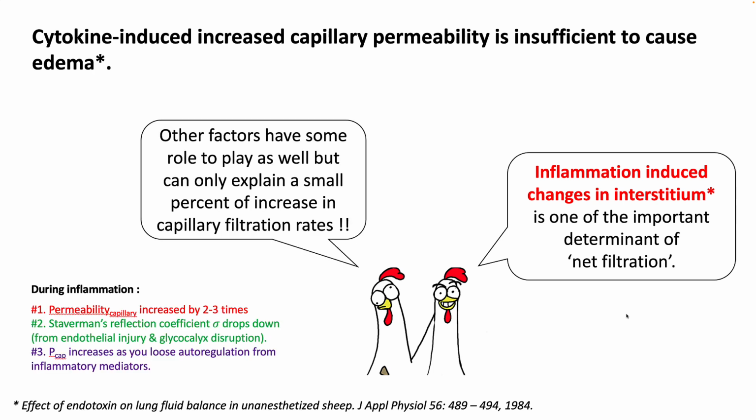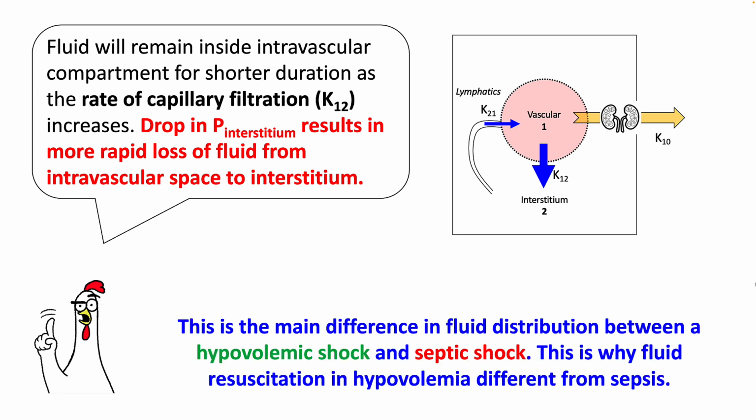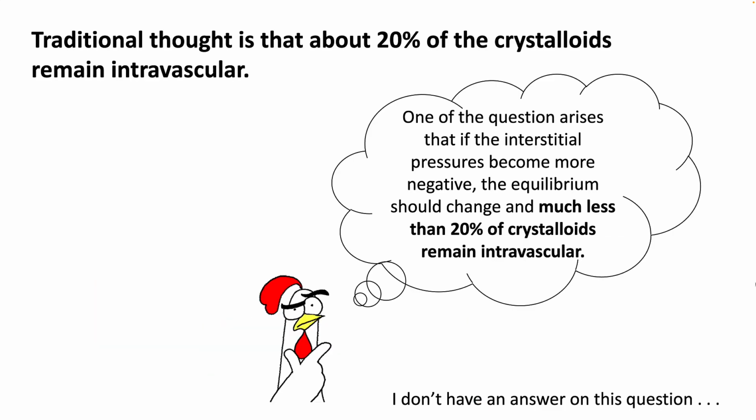Other factors do have some role to play, but can explain only a small percent of increase in capillary filtration rates. So drop in P interstitium results in more rapid loss of fluid from intravascular space to interstitium in sepsis. And this is the main difference in fluid distribution between a hypovolemic shock and a septic shock. And this is why fluid resuscitation in hypovolemia differs from sepsis.